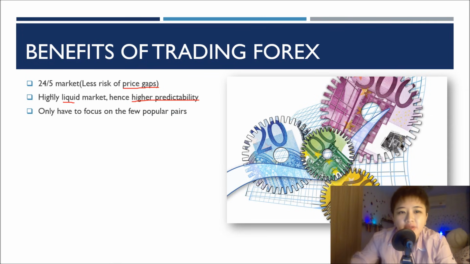And the third benefit is you only have to focus on a few popular pairs, because if you're a stock investor, how many stocks are there out there? So many, right? But currency traders only need to focus on 20 pairs. In fact, 20 pairs is too much. As a beginner, you can trade with 1 pair or 2 pairs. It is enough for you.